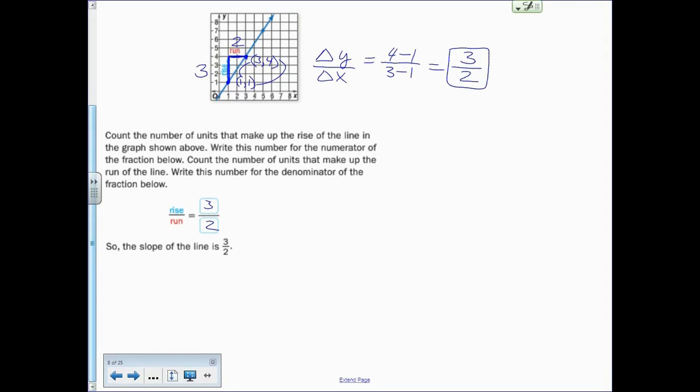You want to leave it as a fraction. If I wanted to say that this is the constant rate of change or the unit rate, I would say 1.5. We would not write 1.5 if we're specifically asked for the slope. If we're specifically asked for the slope, we want to leave it as a fraction, even if it's improper, or you can have a whole number for your slope as well. But no decimals and no mixed numbers for slope, because we literally want to have the rise and the run.